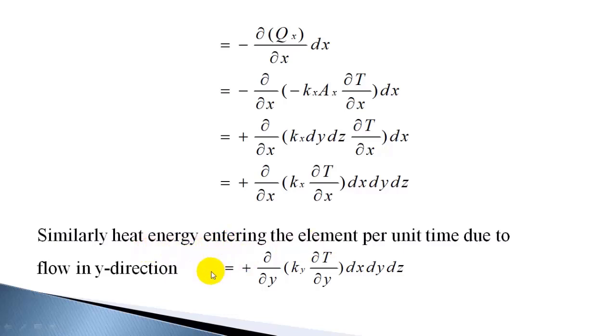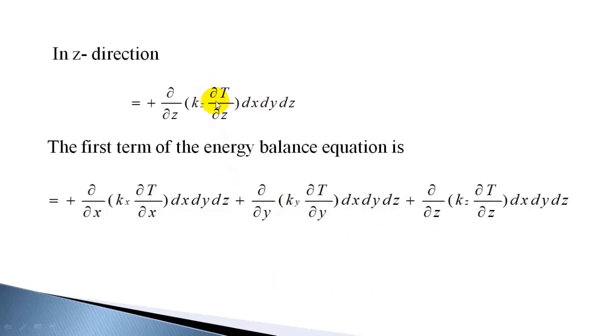So in y direction, the net heat flow is ∂/∂y of ky ∂T/∂y dx dy dz. In similar terms you can calculate this. And also in z direction you will get ∂/∂z of kz ∂T/∂z into dx dy dz. So you can calculate the first term of the energy balance equation by adding all the three.